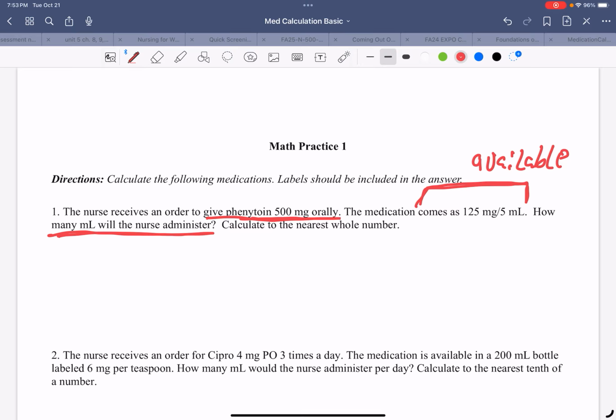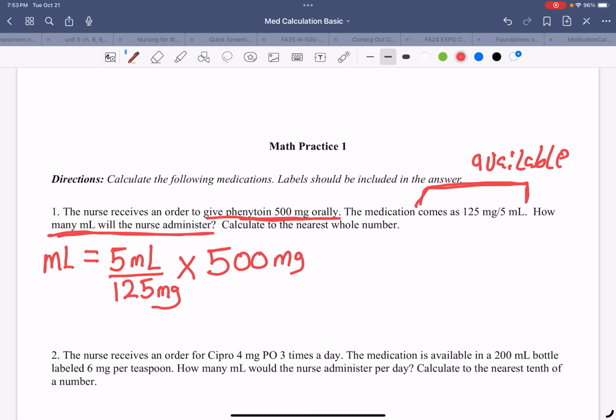So the first thing you need to do is write the unit you are looking for, which is milliliter, equals. Now you go to what was given, the available. Start with the number that matches your unit. So in this case, we're going to start with 5 milliliter per 125 milligram. Then we're going to multiply that with what we are looking for, in milliliter. Now when you do your unit cancellation, you see milliliter is equivalent to milliliter. So then your answer will be 5 times 500, that will be 2,500 divided by 125.